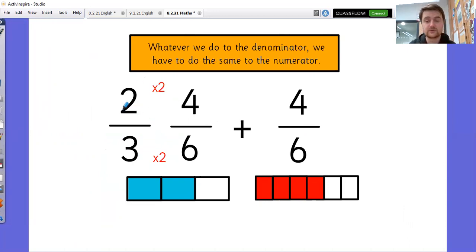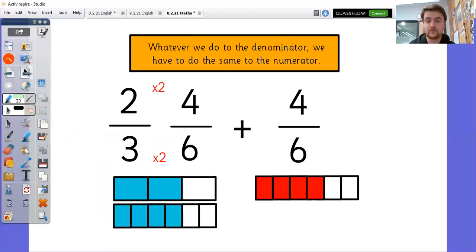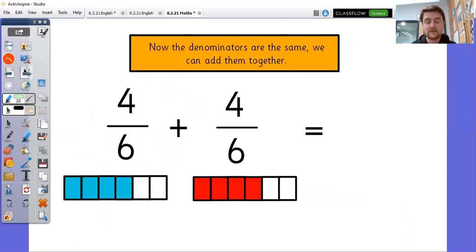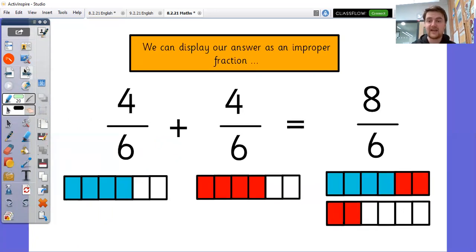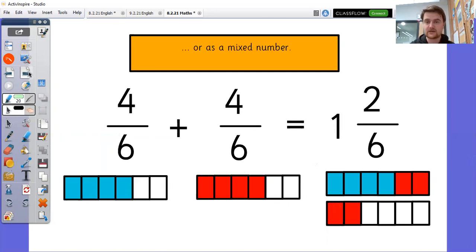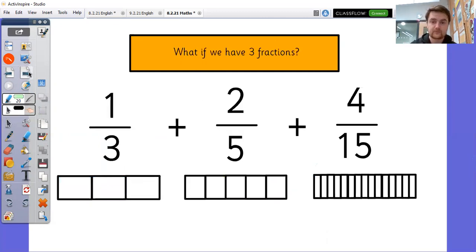2 times 2 equals 4. So I've got 4/6, add 4/6. Now the denominators are the same. I just need to add the numerators together, which gives me 8/6, or the same as 1 whole and 2/6. Now I can even find an equivalent fraction there because they can both be divided by 2, so it's the same as 1 and 1/3 as well.